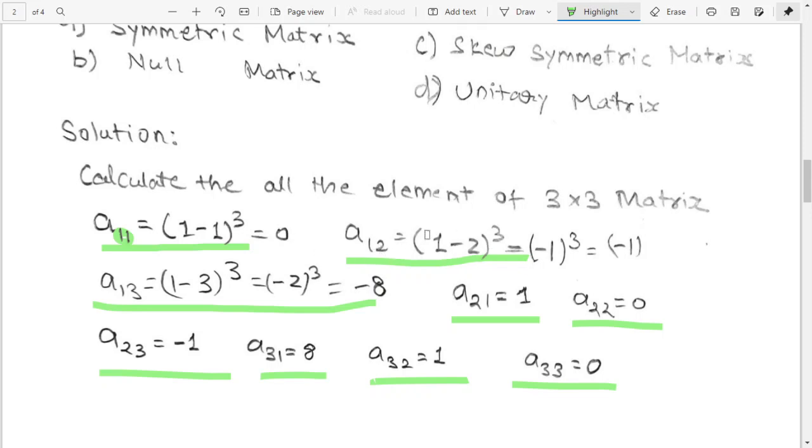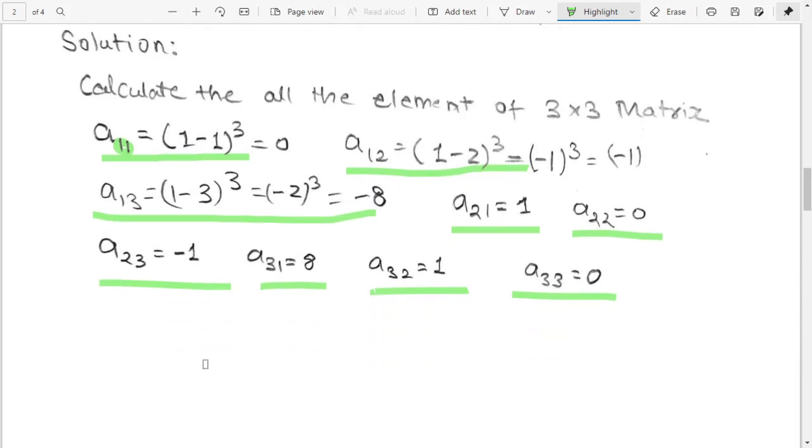Similarly for a12, (i minus j) power 3, like (1 minus 2) power 3, that is (minus 1) power 3, you will get minus 1. Similarly for a13, (1 minus 3) power 3, and if you solve that you will get minus 8. Similarly a21 is 1, a22 is 0, a23 is minus 1, and a31 is 8, a32 is 1, and a33 is 0. I do not want to solve all the equations here because you already have an idea how to calculate. I have shown the first 3 elements.